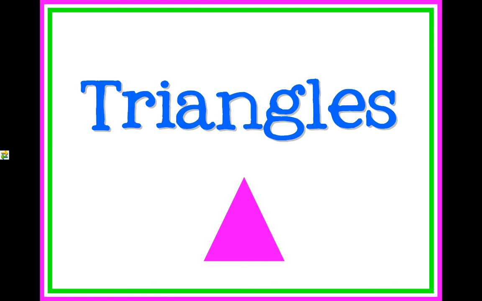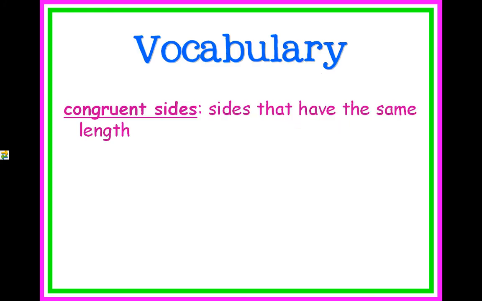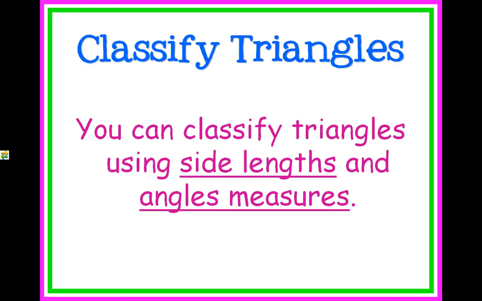The lesson is on triangles. One of the vocabulary words you need to know for this lesson is congruent sides. These are sides that have the same length. They're sides that are congruent. You can classify triangles using the side lengths and angle measures.